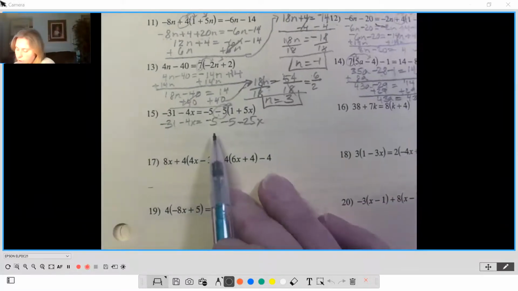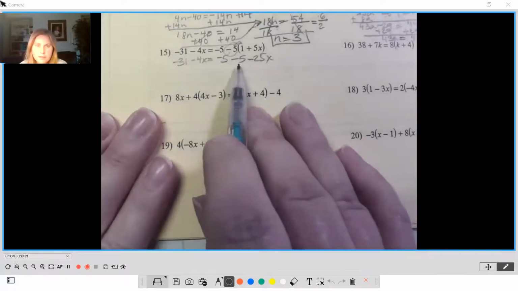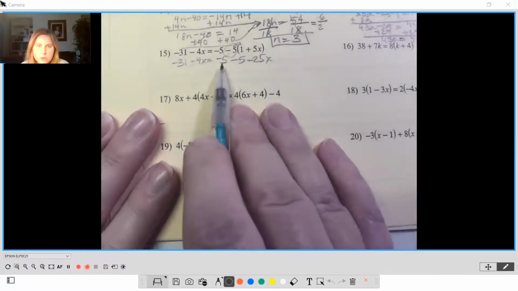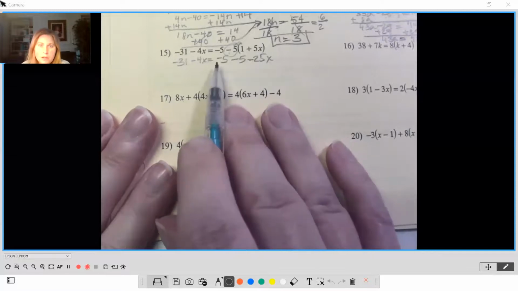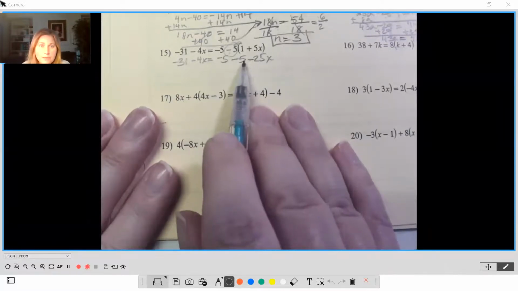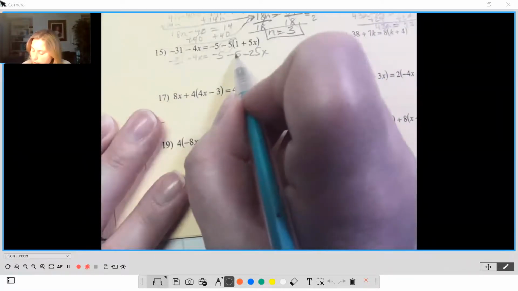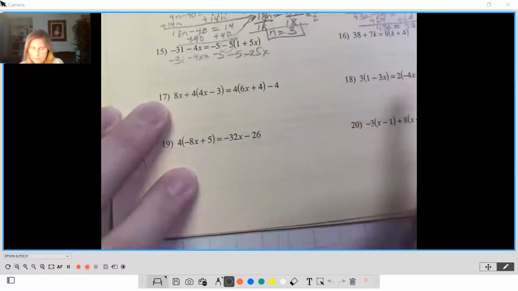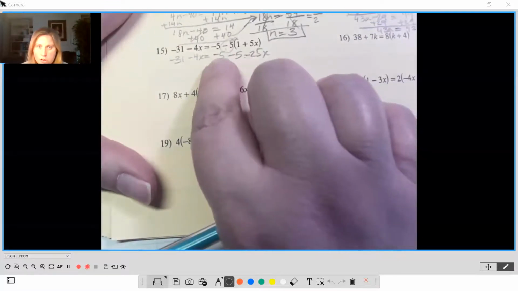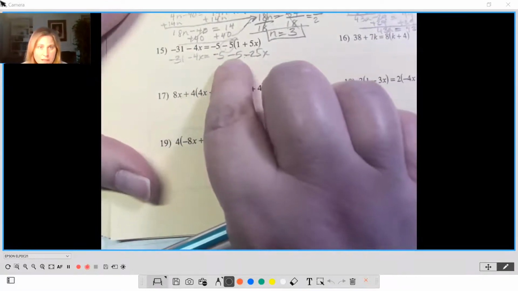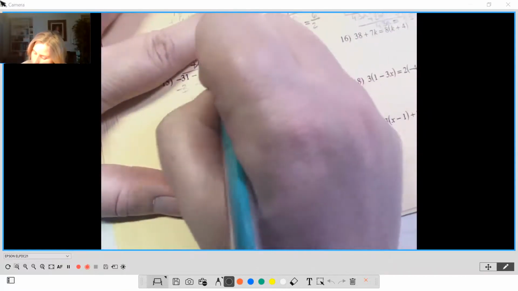All right, so then we can go ahead and combine like terms. On the left-hand side, there aren't any like terms to combine, but on the right-hand side, we have negative 5 and negative 5, or minus 5 and minus 5. So that'll give us negative 10. And just to save space on my paper, because it's getting really tight here, I'm going to go ahead and combine those right now and just erase. So negative 5 minus 5 is going to be negative 10, and then minus 25x.